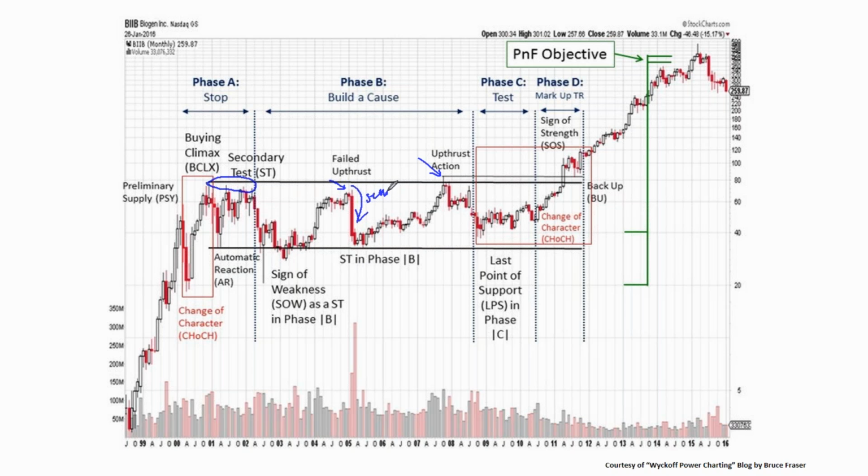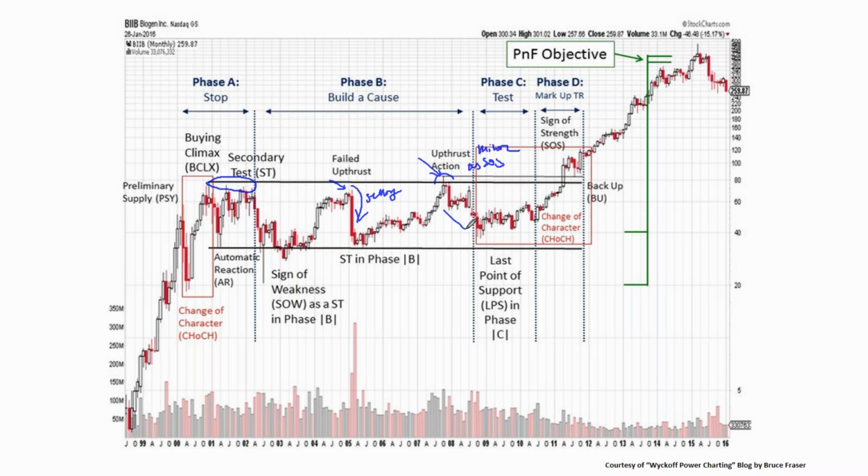That next upthrust action, we could also call that a sign of strength, because it not only takes out the prior peak, but the peaks where it is labeled secondary test. Now, once we see that, we know there's enough buying power to temporarily take out the resistance area, after being in the trading range for a long time. So automatically our thought goes to this next decline towards the bottom of the trading range.